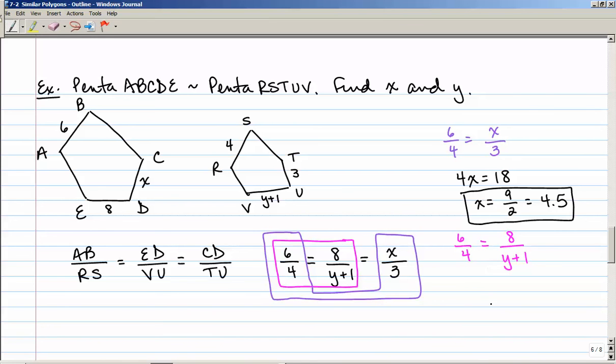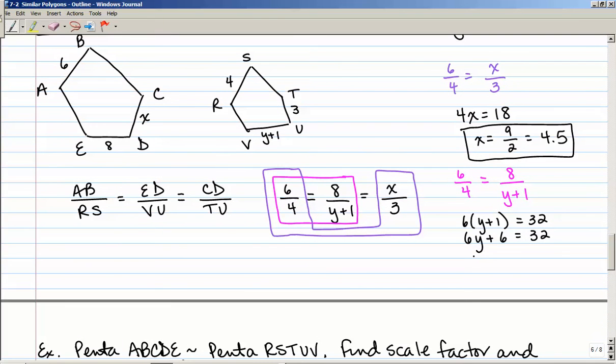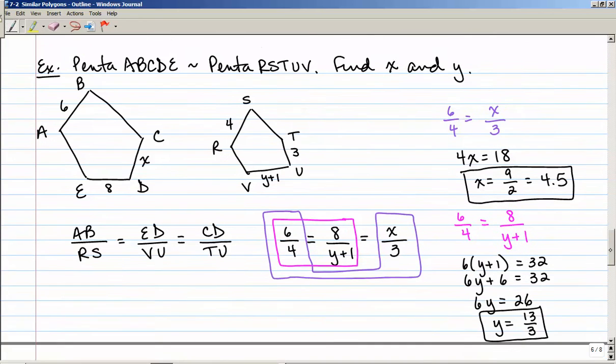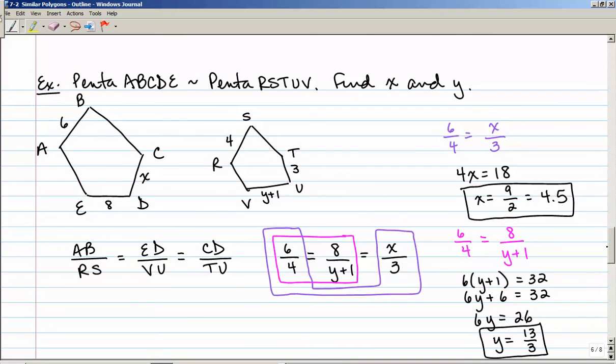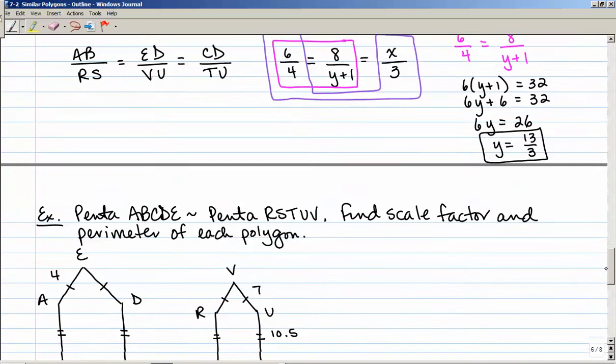And then doing the cross product here, 6 times Y plus 1 equals 32. 6Y plus 6 equals 32. 6Y equals 26, or Y is equal to 13 over 3. And I'm going to leave that like that since that's going to give me a repeating decimal. Okay, so just set up your proportion with corresponding sides to find the X and the Y.